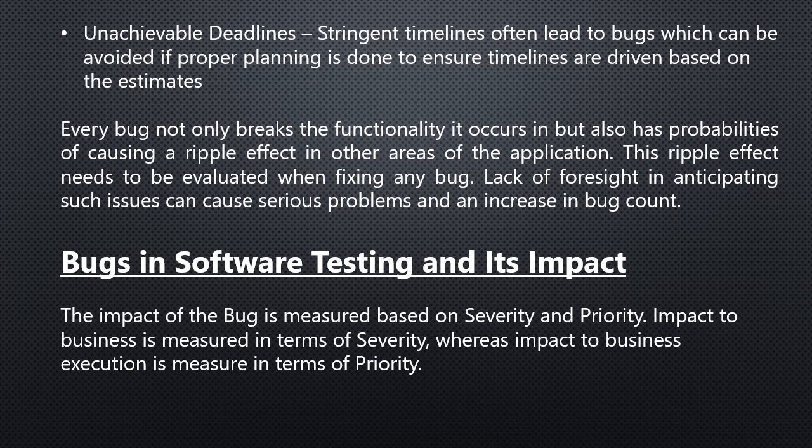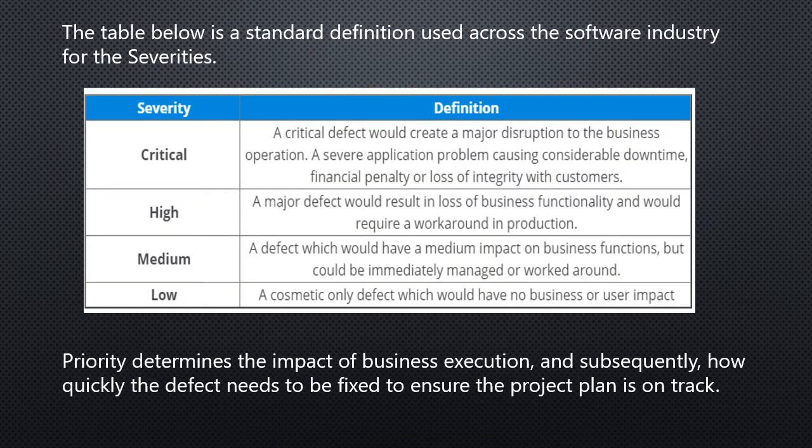Bugs in software testing and their impact. The impact of the bug is measured based on the severity and the priority. Impact to business is measured in terms of severity, whereas impact to business execution is measured in terms of priority. The table below is a standard definition used across the software industry for severities.